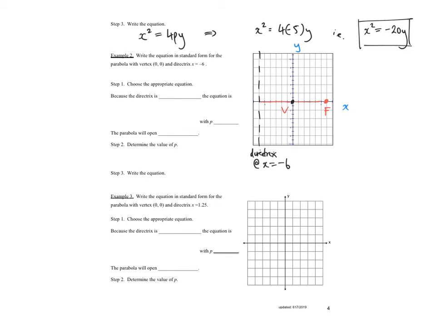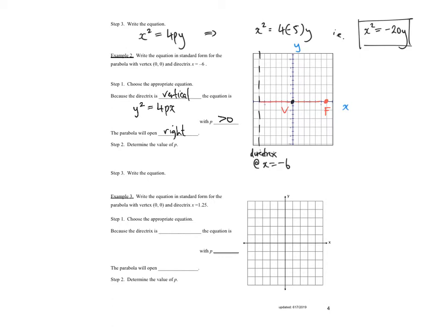So let's start running these steps here. Because the directrix is vertical, the equation that we are looking for this time is y squared equals 4px. Now because we were opening to the right, we're expecting p to be positive. Remember, when you open to the right, p is positive because we opened to the right.